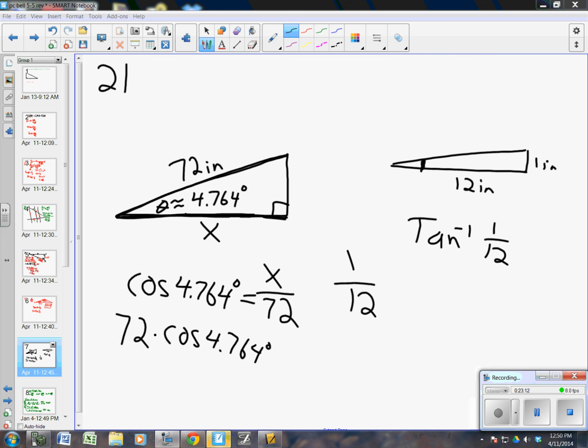What is that? 71 point what? Inches. Does that make sense? If the hypotenuse is 72, does it make sense that that leg would be 71.75 inches? What were you thinking of writing, a proportion? Yes, you can. Good.